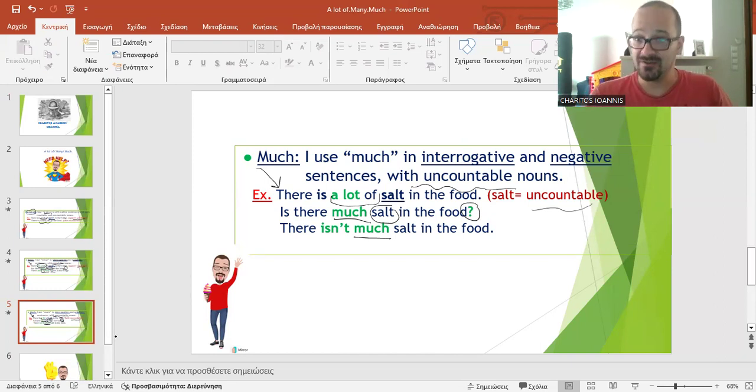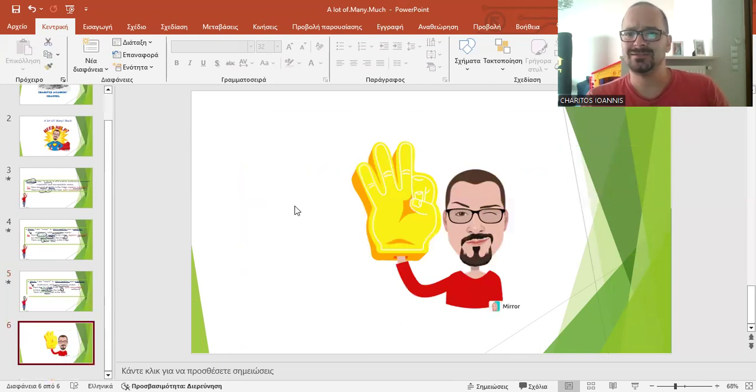So a lot of in affirmative with countable and uncountable nouns, many and much in interrogative and negative, many with countable nouns and much with uncountable nouns.